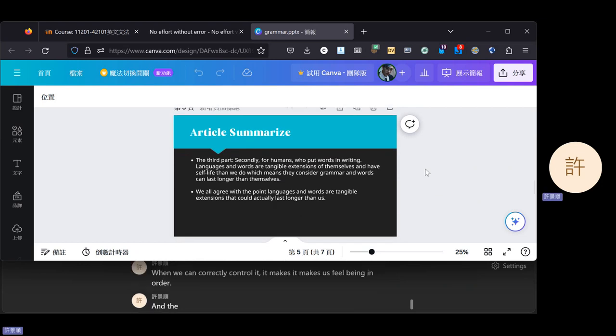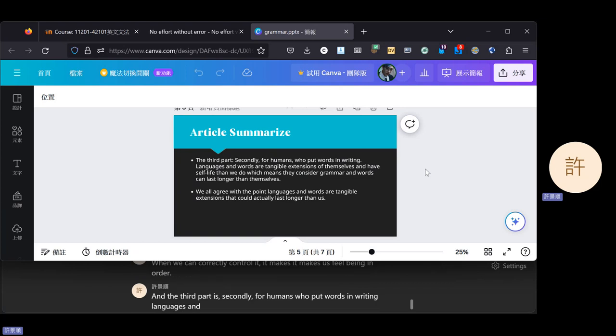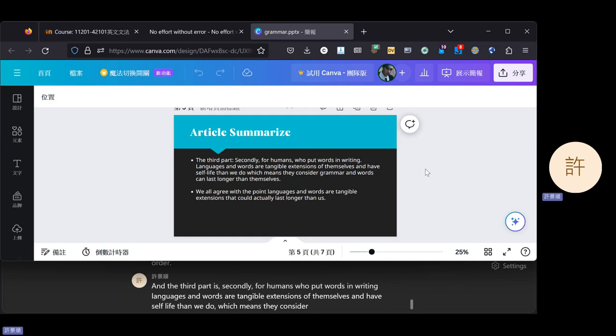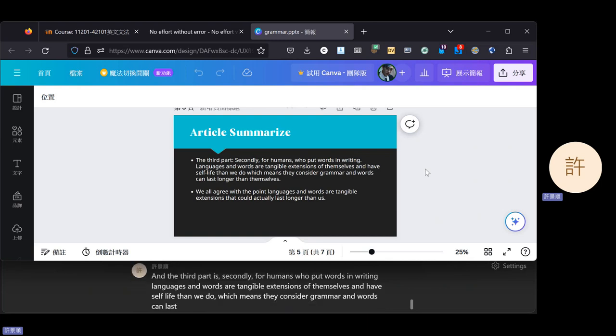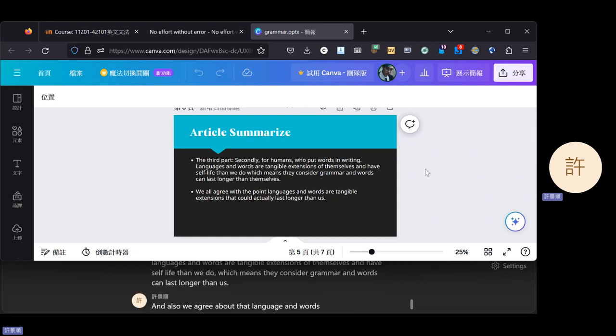And the third part is, secondly, for humans who put words in writing, words are tangible extensions of themselves and have a longer life than we do, which means they consider grammar and words can last longer than us. And we also agree that language and words can last longer than us, as tangible extensions that could actually outlast us.